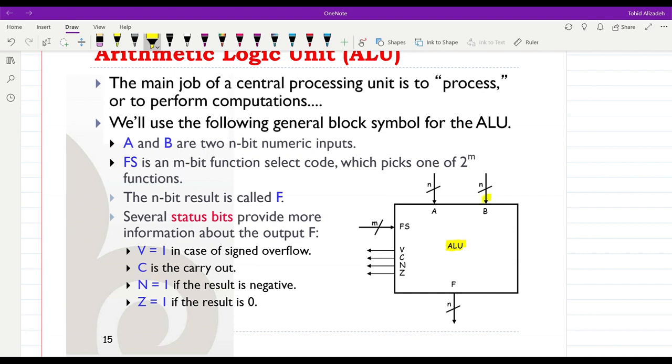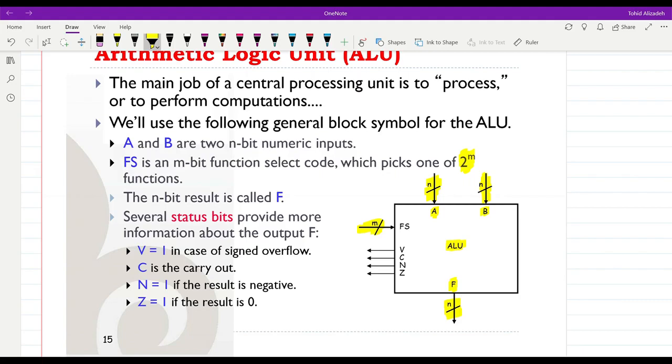We have two data input lines. The width of them is equal to n for both cases. So we have A and B. They could come from the register file. We have the function select input, the width of which is m, and therefore we can have up to 2 to the power of m functions to be selected using fs. And the result of the operation is made available as f, and obviously the width of it will be equal to n, which is the same as what we have for A and B.